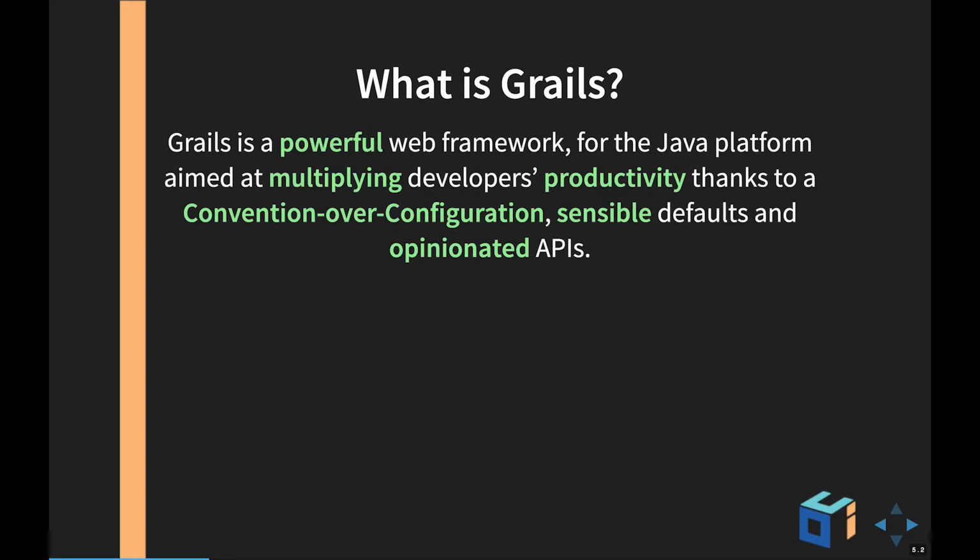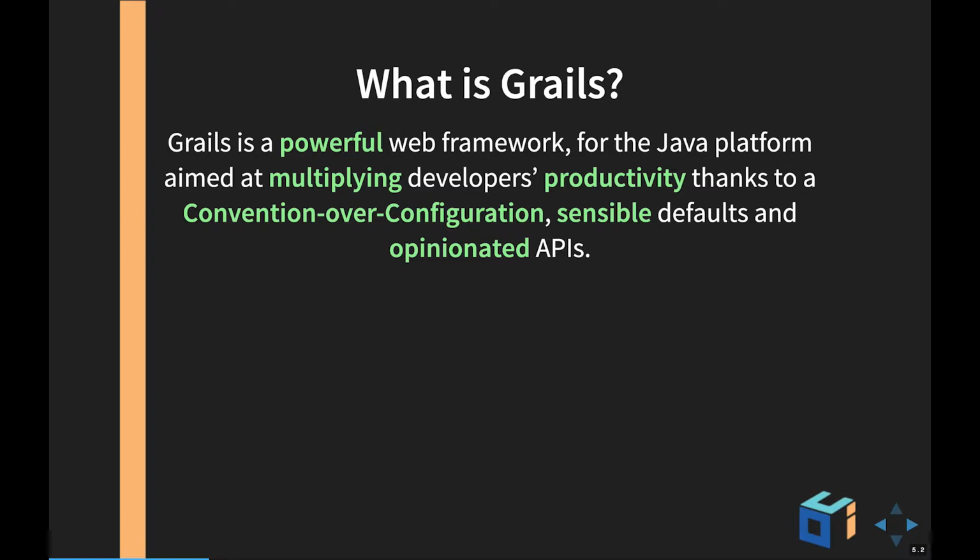What is Grails? Well, Grails is a powerful framework for the Java platform. So we want to increase developer productivity. It has convention over configuration. That's an idea that was, I think, conceived in the Rails framework. And Grails was, to begin with, a model over some of the same ideas. It has some sensible defaults. And it has some opinionated APIs, so it has an idea of how we should do things to get things working. And some will say that's a disadvantage.